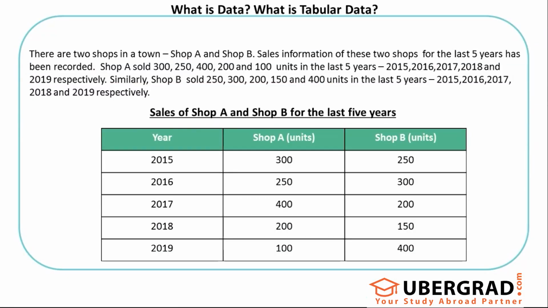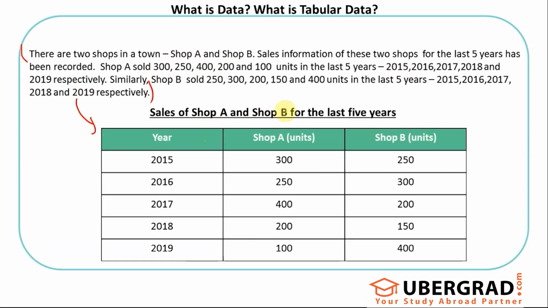So if you have been following this series, we have talked about a piece of information. There are two shops in a town, shop A and shop B, and their individual sales over the last 5 years, 2015 to 2019, have been recorded. This piece of information, if we convert it into a table, looks like this.